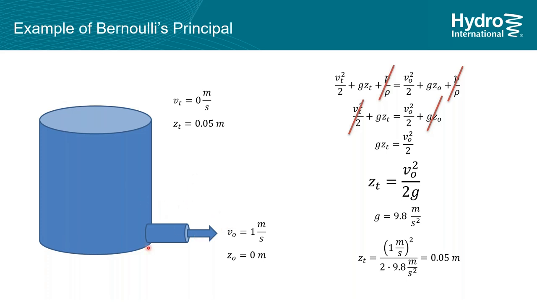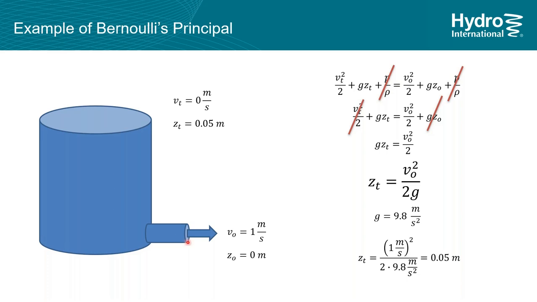We're going to call this pipe down here an orifice, so we're calling it point O. And the top of the tank here, we're going to call it point T. What Bernoulli's equation says is if you take all these terms around point T, the velocity at T and the height at T, and you take all the terms at point O down here, the velocity at O and the height at O, these are going to be equal because this is constant.